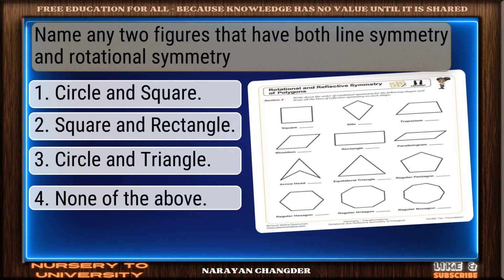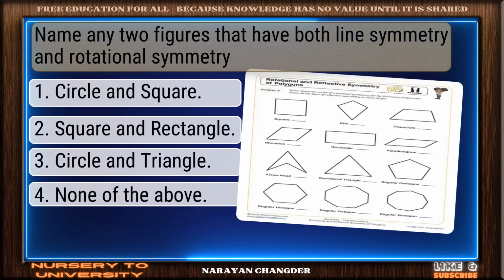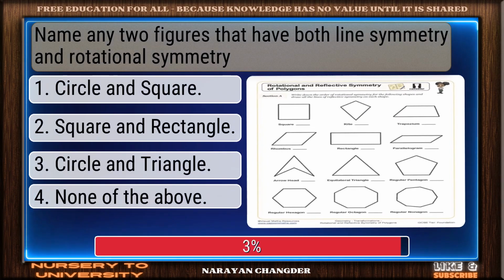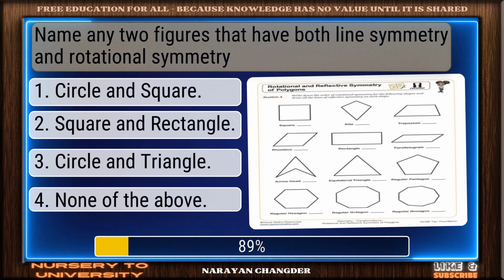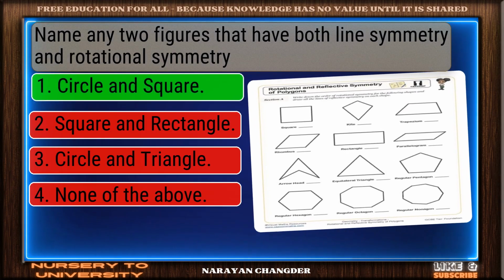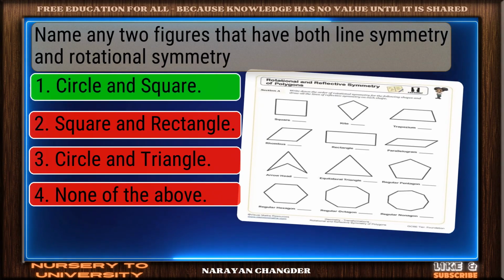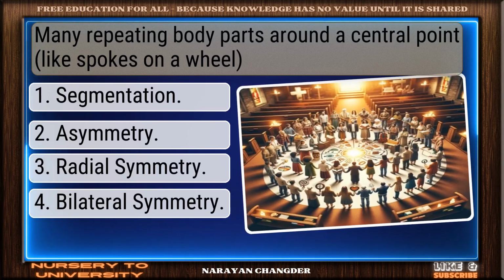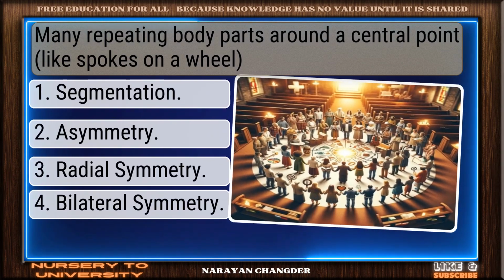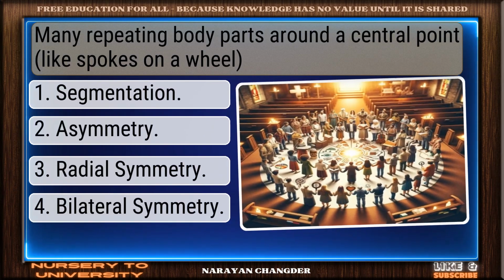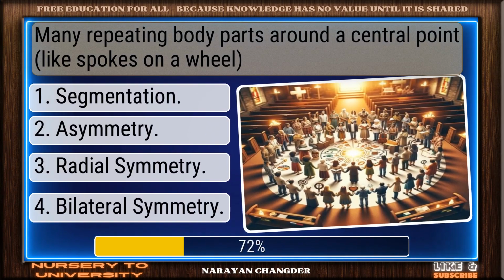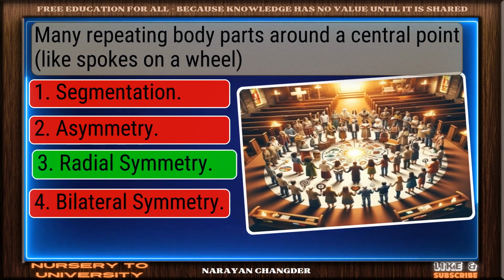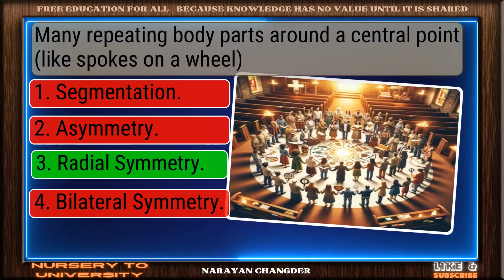Name any two figures that have both line symmetry and rotational symmetry. Smart move. Circle and square is an accurate answer. Many repeating body parts around a central point. Right again. Radial symmetry is a valid answer.